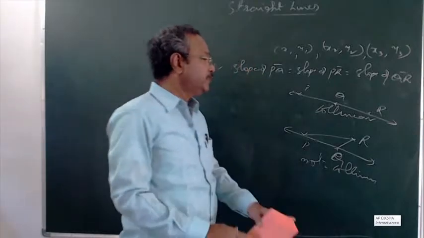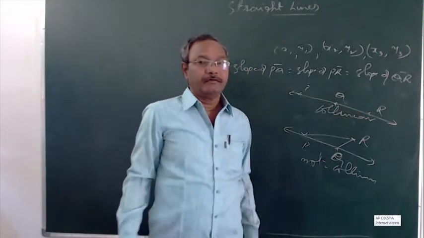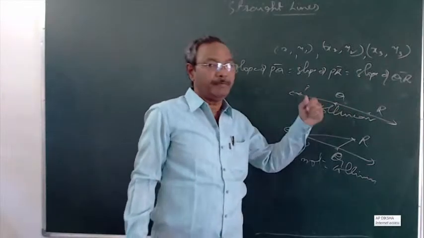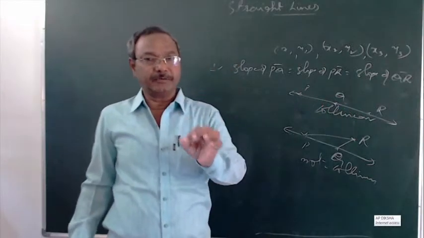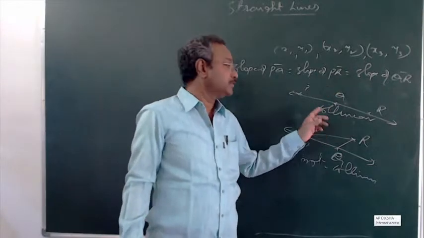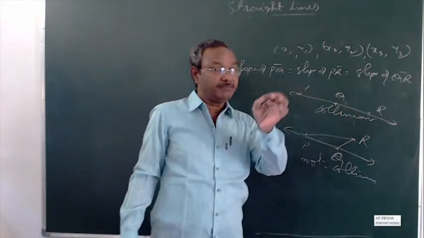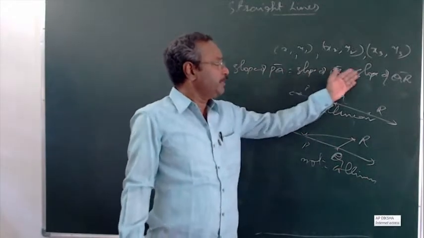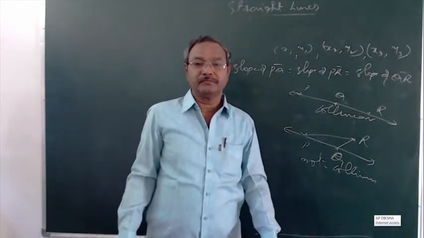That means with these 3 points, we can find 3 line segments PQ, QR and PR. All these 3 line segments should have the same slope because they are part of the same straight line whose slope is say m. Then this should be m, this should be m, and this should be m.